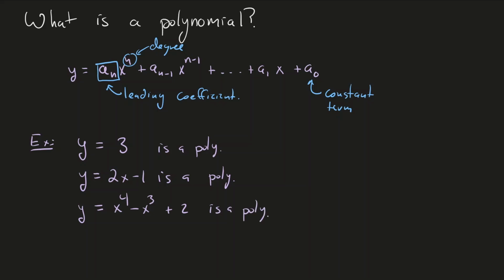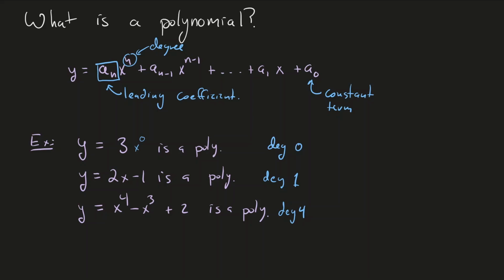For each of these, the degree here is 0, because if you want to think about it, it's x to the 0 as the leading term. The degree here is 1 because this is linear, that's the line. And the degree here is 4, it's an x to the 4th power. So polynomials look rather nice like this.